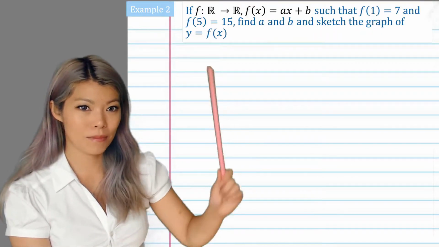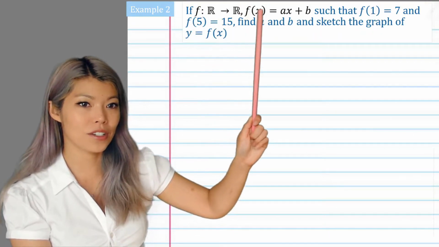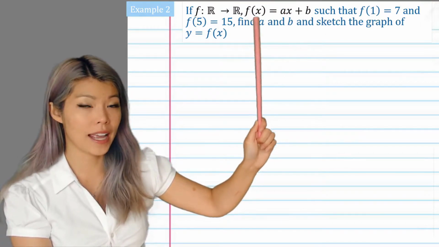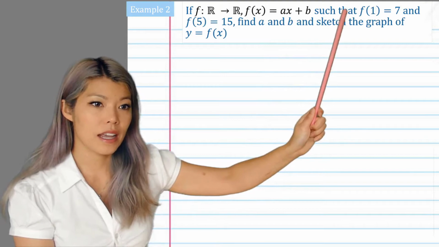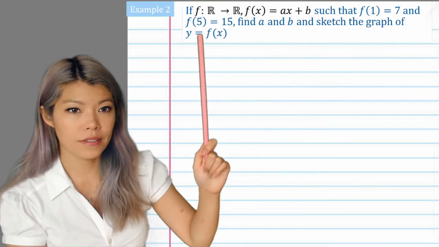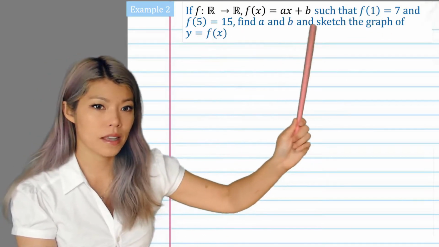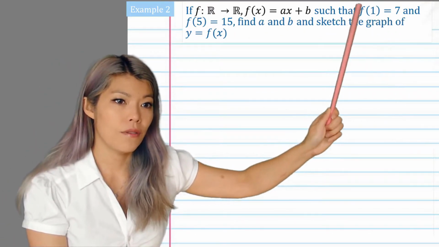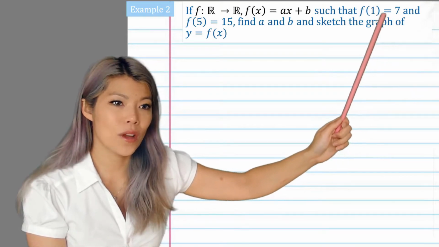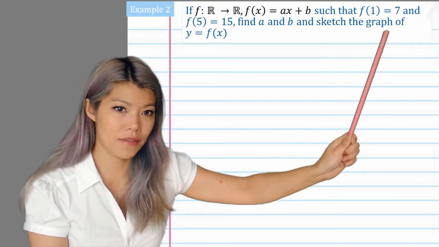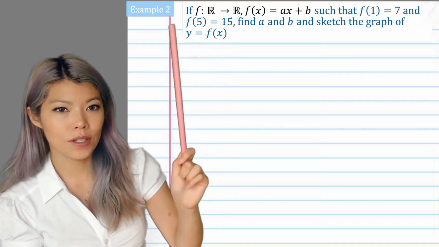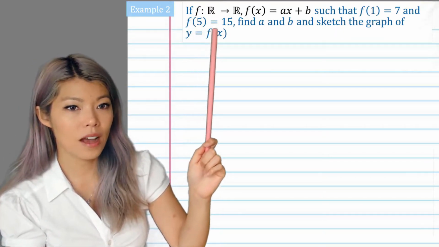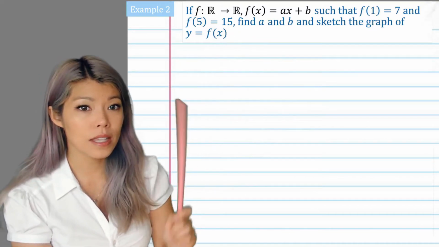Let's do another example. So here we have the function f(x) equals ax plus b, so it's linear because the power of x is 1, such that f(1) is 7 and f(5) is 15. Find a and b and sketch the graph of y equals f(x). When you read this, f(1) equals 7, it's like saying when x is 1, y is 7. Likewise, when you read f(5) equals 15, it's like reading when x is 5, y is 15. So you use the same method to work it out.